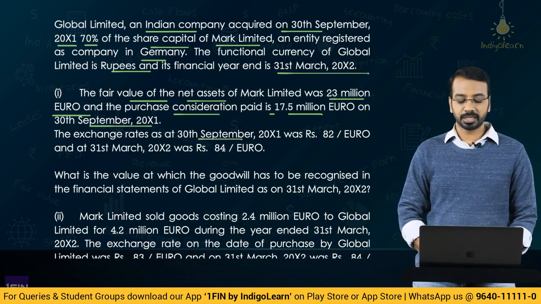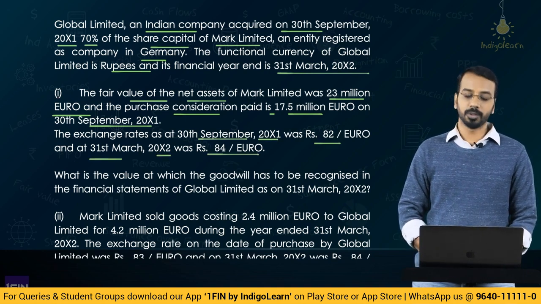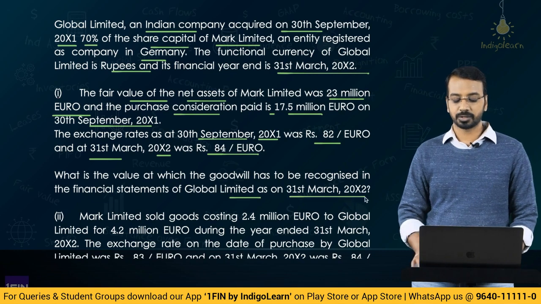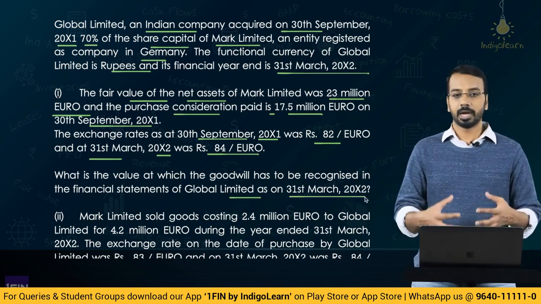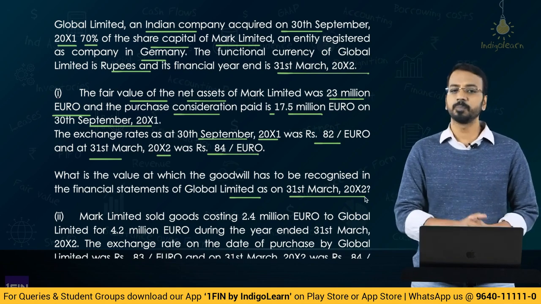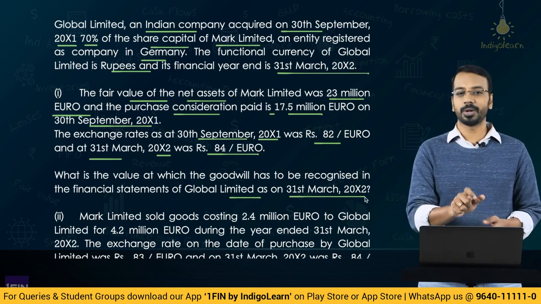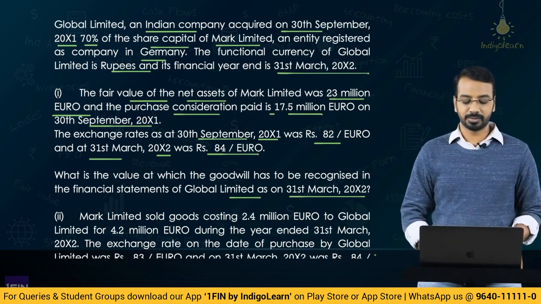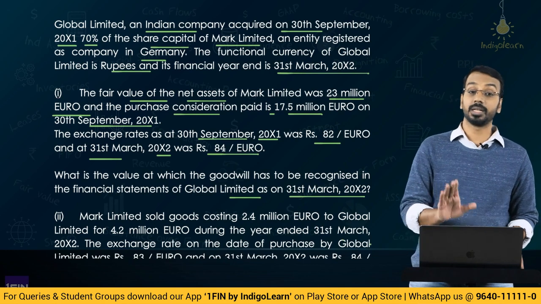The exchange rate as on 30th of September of year 1 was rupees 82 per euro and at 31st of March of year 2 was rupees 84 per euro. What is the value at which goodwill has to be recognized in the financial statements of Global Limited as on 31st of March of year 2? Now, when we prepare the consolidated financial statements as on 31st of March of year 2, there has to be a goodwill component because of the subsidiary. Why am I saying goodwill? Because the question itself says what is the value of goodwill that has to be recognized.